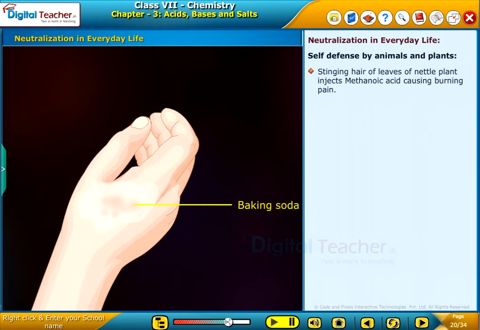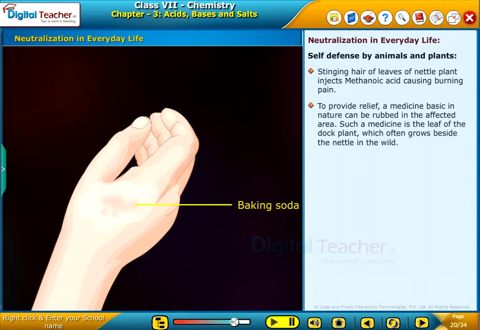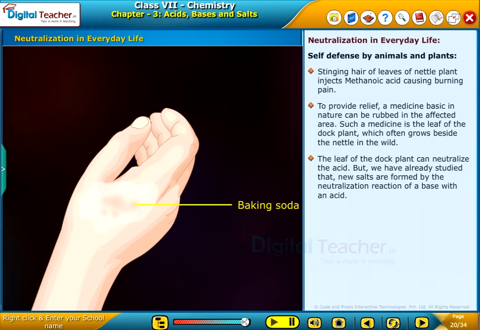Stinging hair of leaves of nettle plant injects methanoic acid, causing burning pain. To provide relief, a medicine basic in nature can be rubbed in the affected area. Such a medicine is the leaf of the dock plant, which often grows beside the nettle in the wild. The leaf of the dock plant can neutralize the acid, but we have already studied that new salts are formed by the neutralization reaction of a base with an acid.